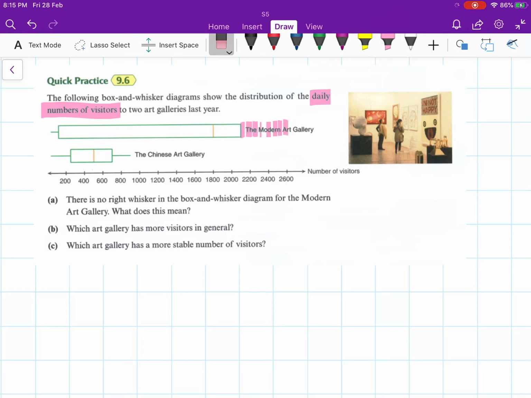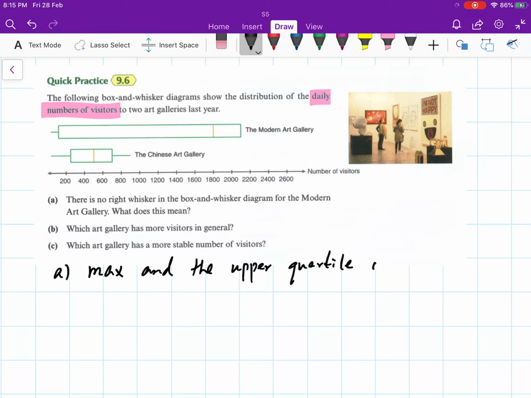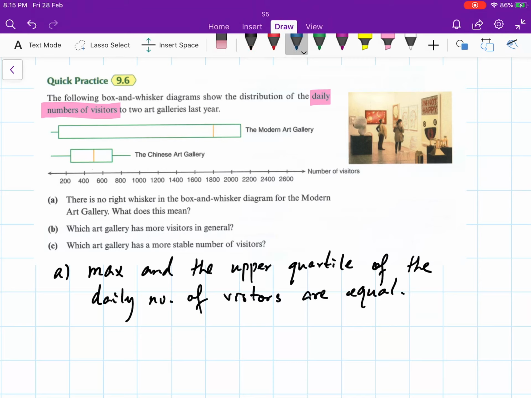Now A part. There is no right whisker. Can you see that here? We don't have the right part. So what does it mean? They're asking you, what does it mean? Actually, it means that the maximum and the upper quartile are the same. Otherwise, how can you not see the maximum? Because they are combined together. So the maximum and the upper quartile of the daily numbers of visitors are equal. So that's why they are the same.